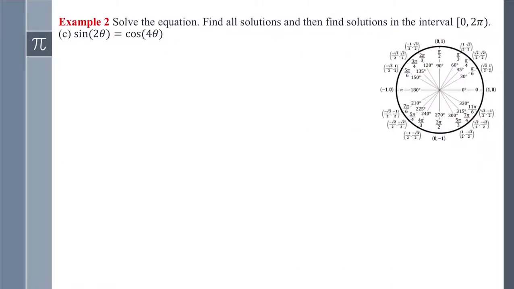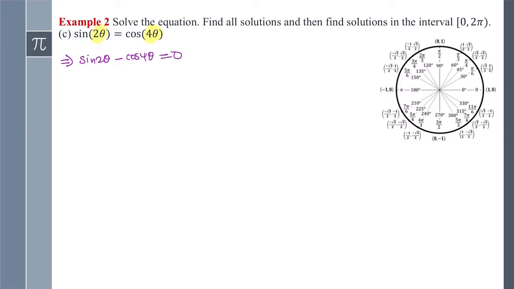Let's look at one more example. So here we have multiple angles, and we have two multiple angles. So this is a little bit different than what we were just doing. We have 2 theta and 4 theta. Okay, so let's bring that cosine 4 theta to the left hand side first. So we have sine 2 theta minus cosine 4 theta equals 0.